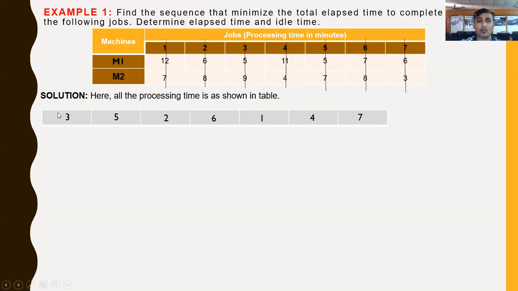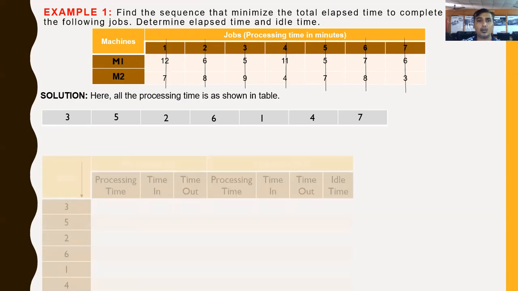Okay, so this is the sequence of the jobs. First we have to operate job number 3, 5, 2, 6, 1, 4 and 7. So this is the technique to find the sequence of the jobs. This is the most important. I already told you, in the GATE exam sometimes we have to just find the sequence of the jobs. This question is asked for 2 marks or 4 marks. Now we have to find the elapsed time and idle time for both machine 1 and machine 2.